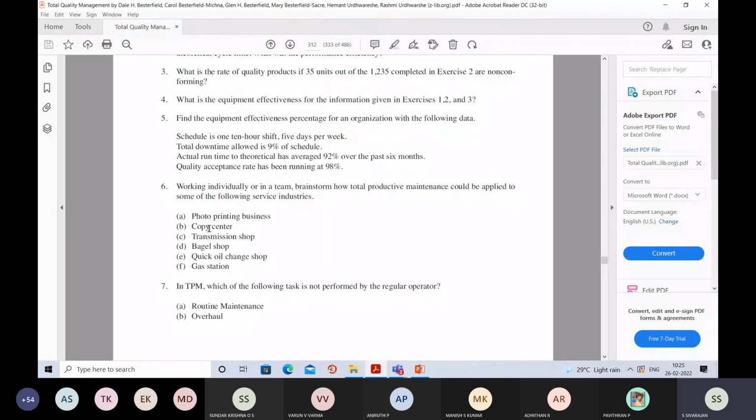These are the types of things. So using total productive maintenance, you can brainstorm as a team and find out how to achieve quality. For example, you are getting all the Xerox images very light. So what is it? There is a problem with the ink, whatever that ink or something like that. I don't know what word they are using. That ink, we have to use properly, or else it is not good.